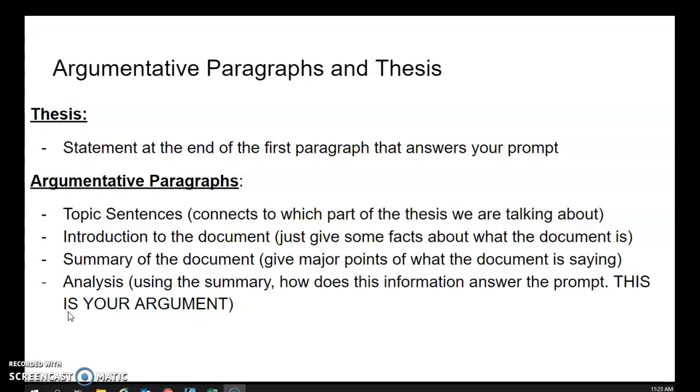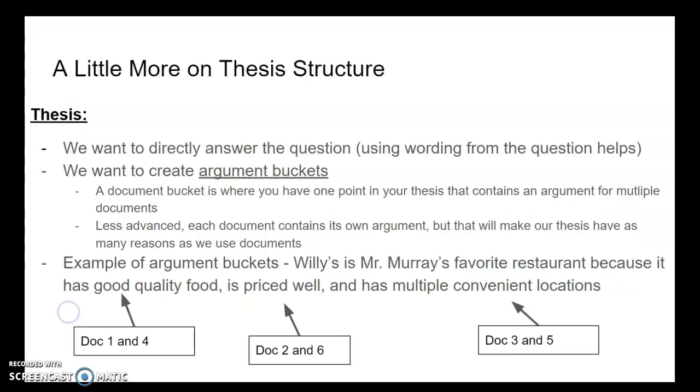And it consists of a topic sentence, which connects which part of the thesis your paragraph is talking about. An introduction to the document. This would just be giving some facts about what the document is. A summary, giving the major points of what the document is. And then analysis, where you would take the information from the summary and show how this information answers the prompt. Ultimately, the analysis is the meat of your argument. We've talked about both of these things previously.